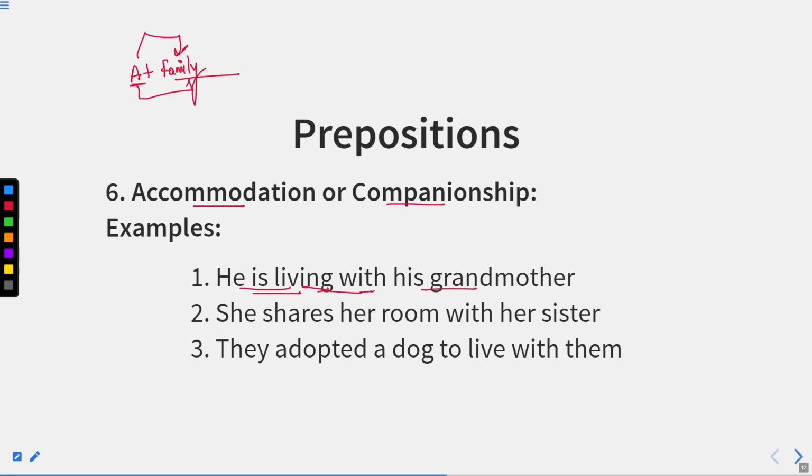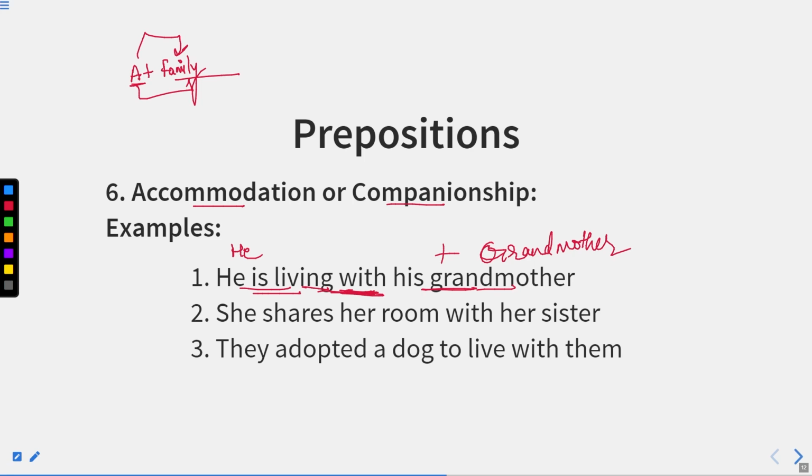So he is living with his grandmother. It means there is a place in which he plus his grandmother live together. So they both live together. So association, this companionship or company, can be shown with the preposition "with".